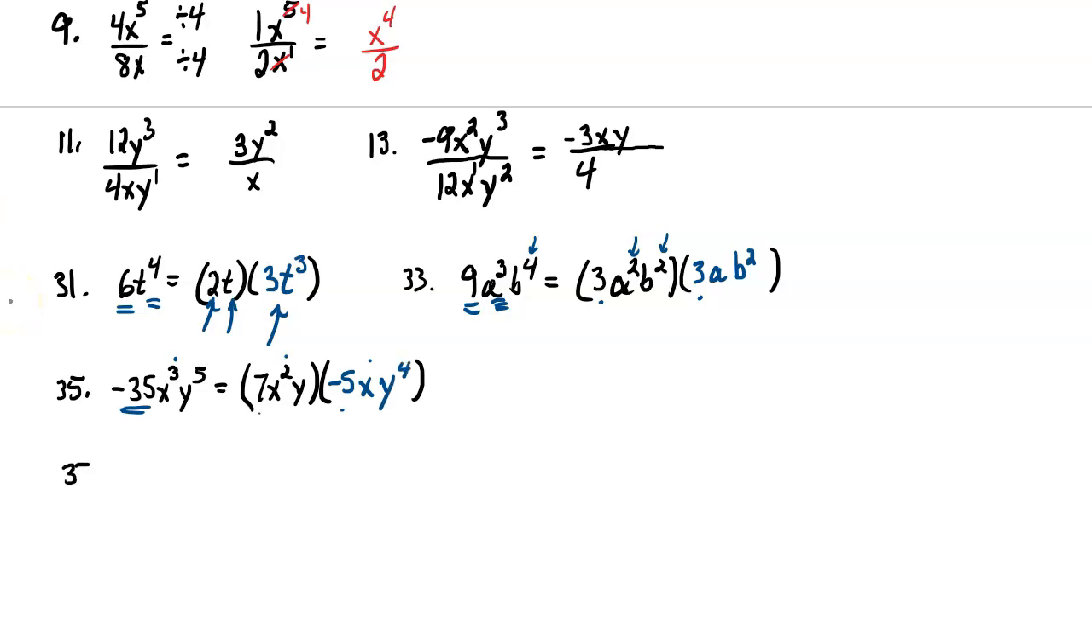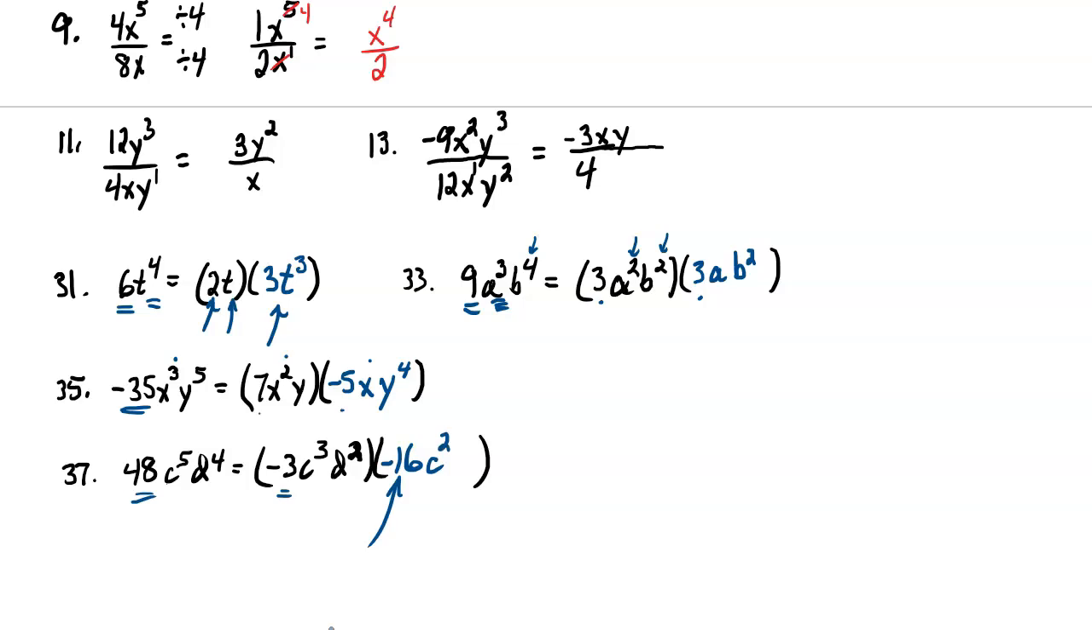And finally, number 37. What's our missing factor? Work with the coefficient first. We want to have 48. We got the negative 3. We need to get that coefficient. Negative 3 times negative 16 is 48. Now we need 2 more c's because 3 of them here, 2 of them here, makes 5 of them. And we need d to the 2nd power because 2 of them here, 2 of them here, makes the 4.